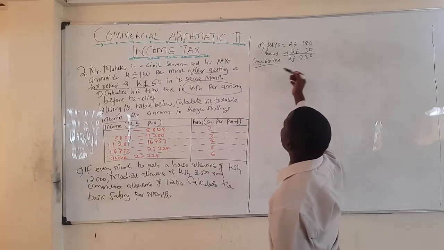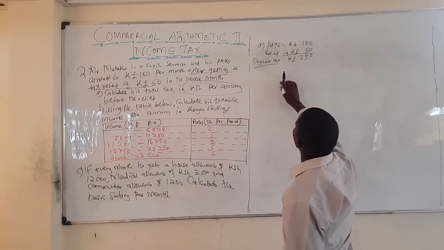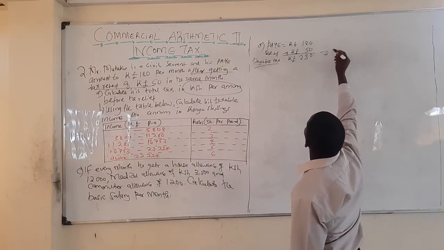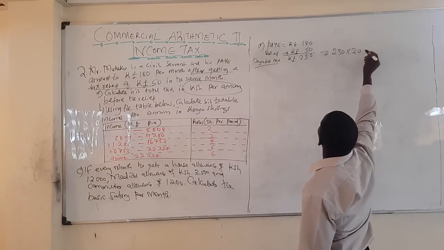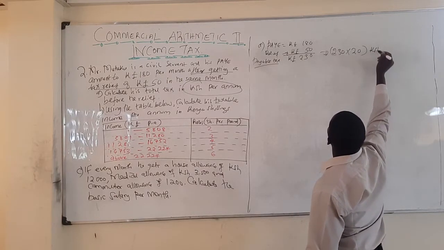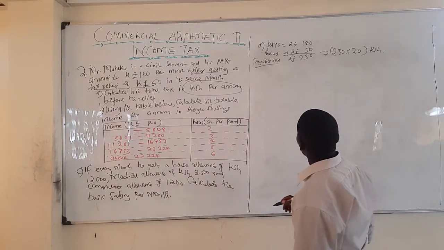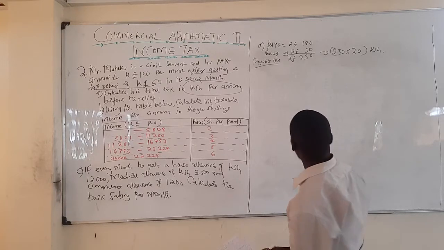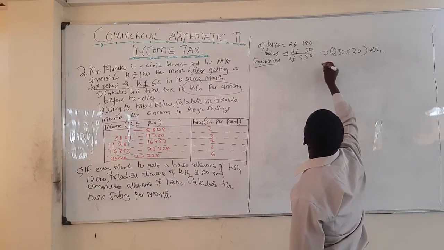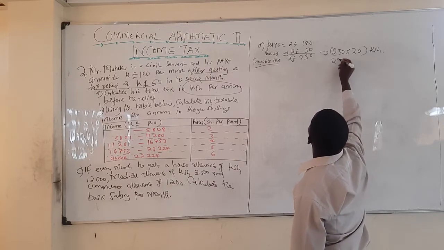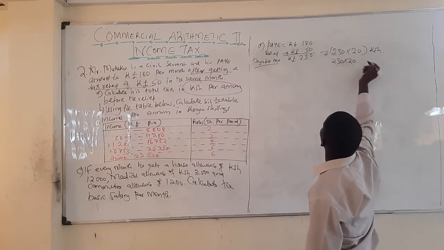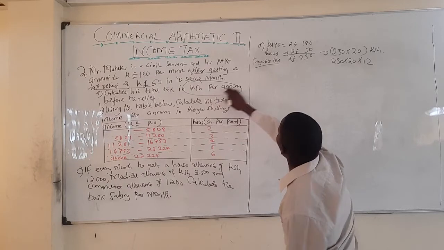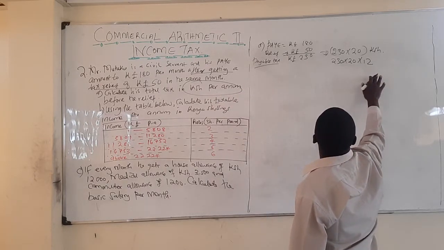Remember, this is per month, and it is in Kenya pounds, and we know that 1 Kenya pound is equivalent to 20 shillings. So we get 230 times 20 to make it Kenya shillings. Then from there, we are also going to multiply by 12 to make it per annum, because our question requires us to do so.